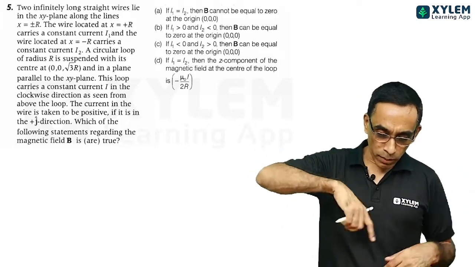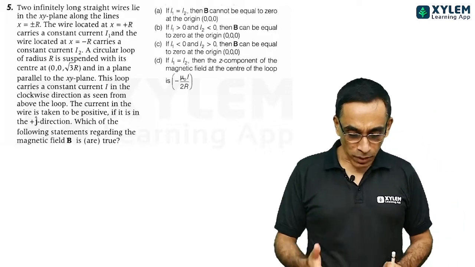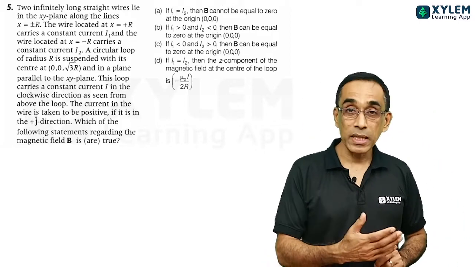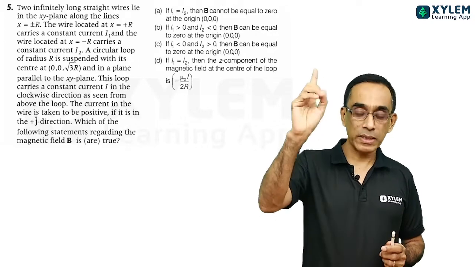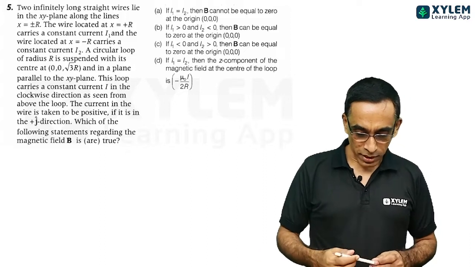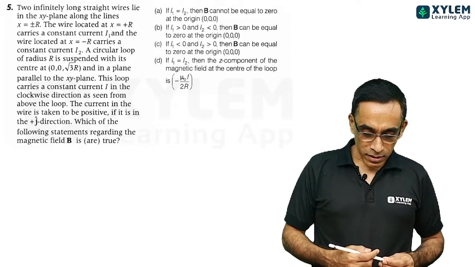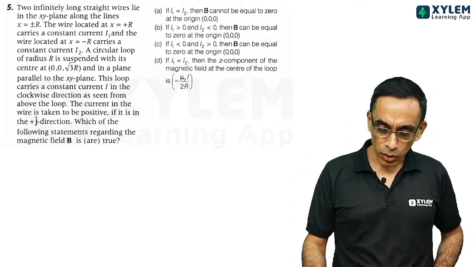Looking at the loop from above, it is clockwise. Current in the wire is taken to be positive if it is in the positive j direction. If it is in the positive y direction, it is positive current. If it is in the negative y direction, it is negative current. Which of the following statements is true? That's it. So let's look at the options.